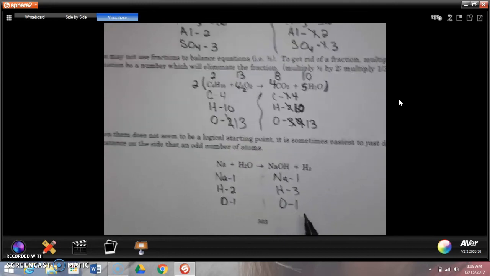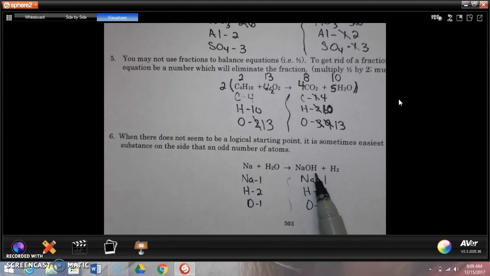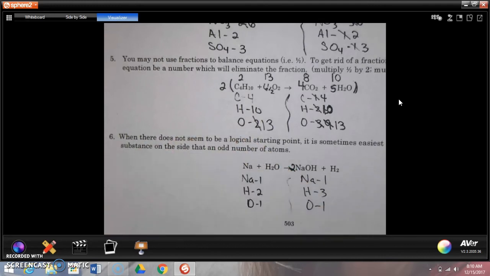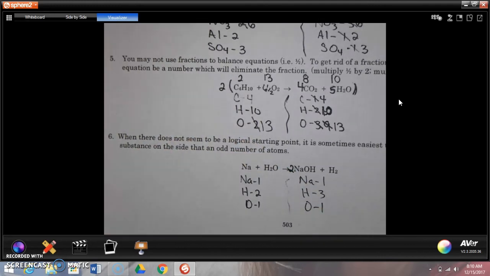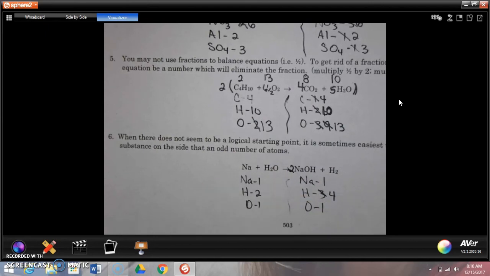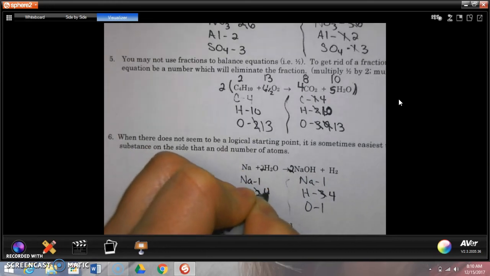So my suggestion is this. I've got evens here, I've got evens here, but I have an odd here. So in order to make this even, I'm just going to put a 2 out in front of here. A lot of times evens are easier to work with than odds. So if I put a 2 out in front of there, that means now I have 4 hydrogens. So how do I get 4 hydrogens on the other side? Well, I can put a 2 in front of the water, 4 hydrogens.